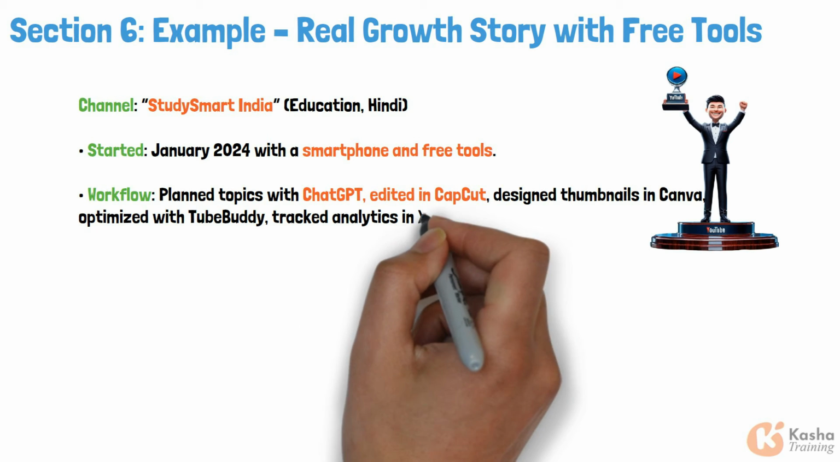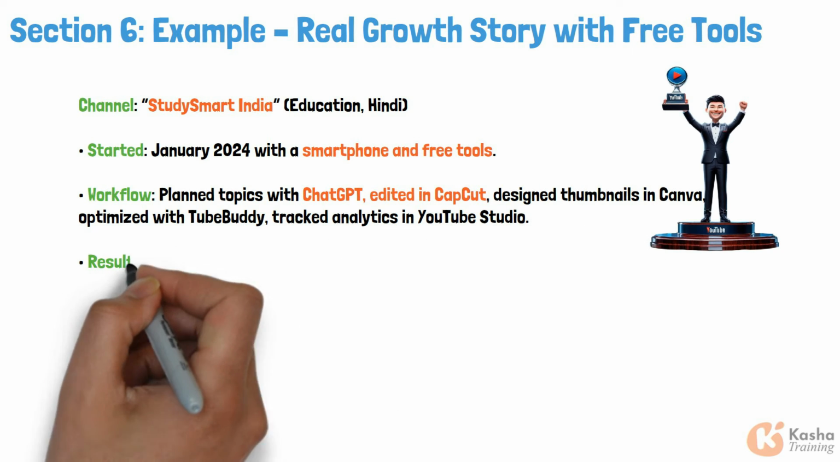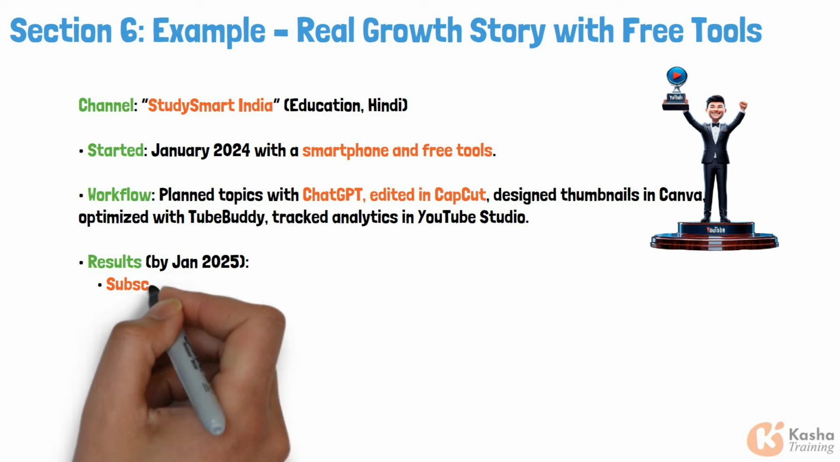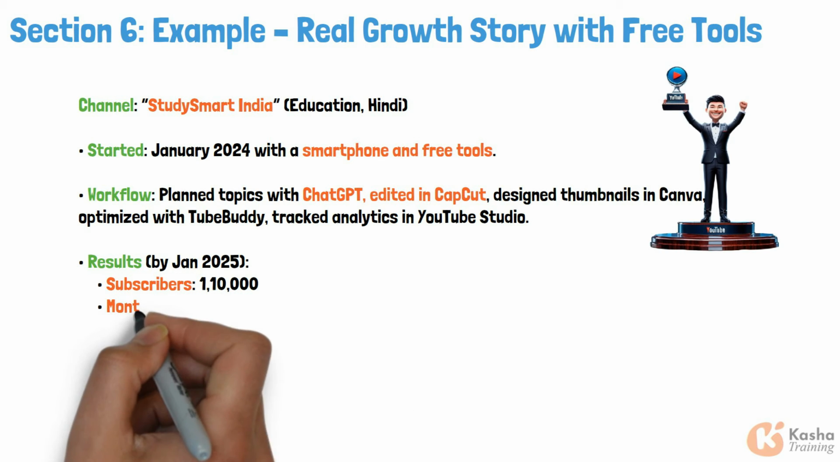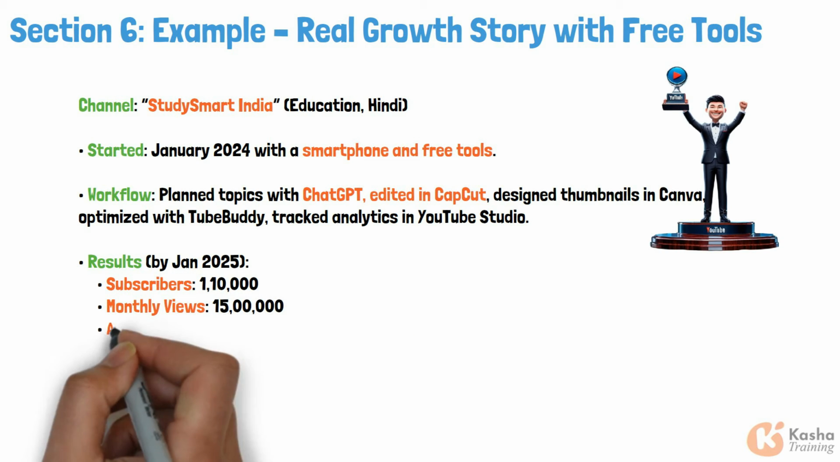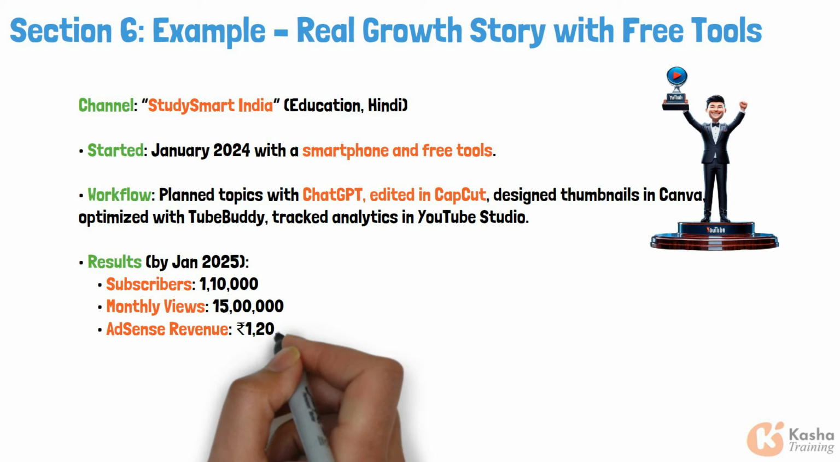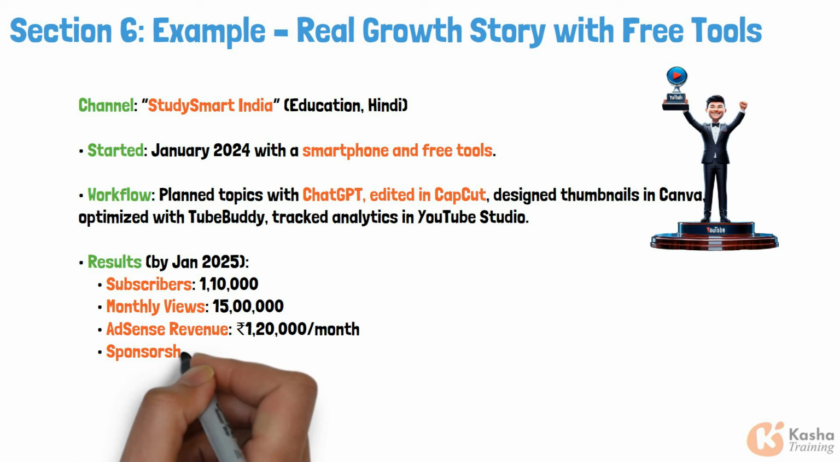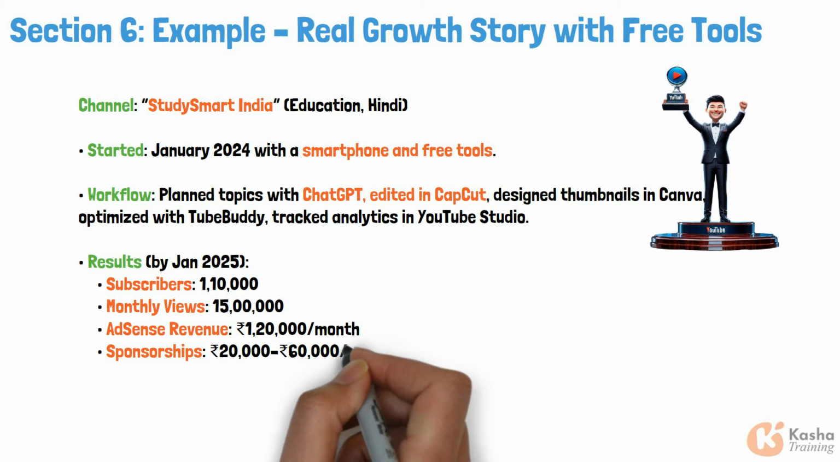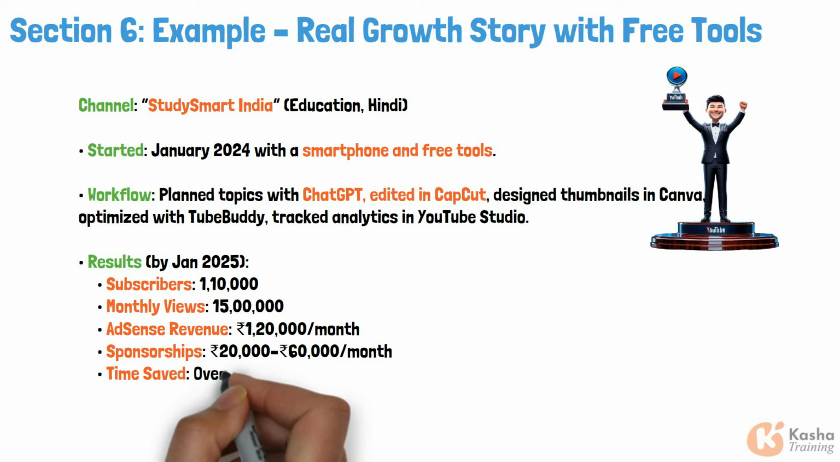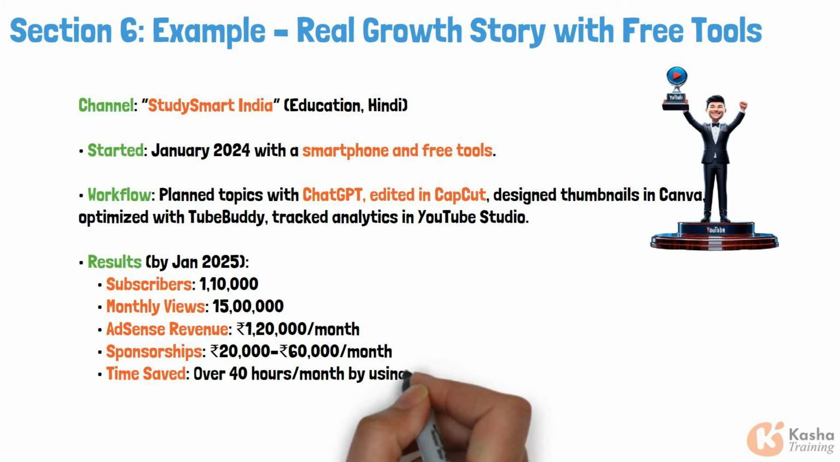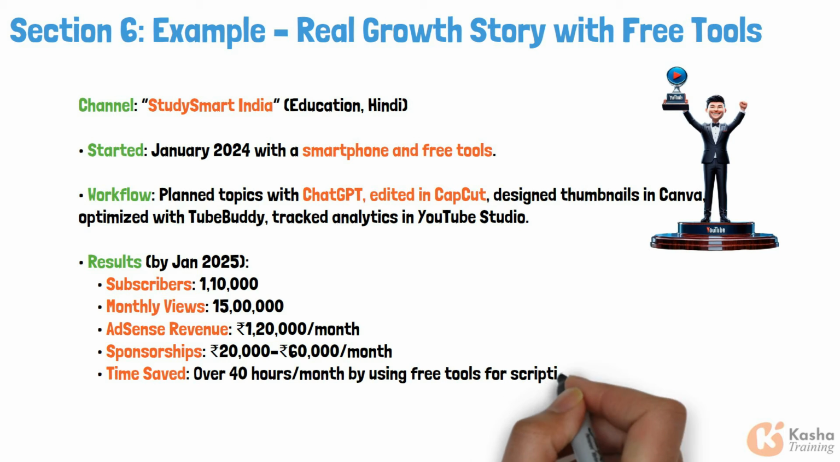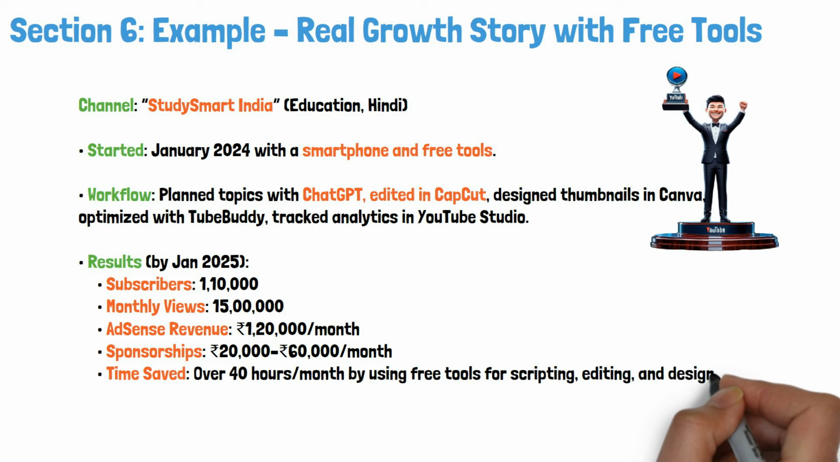Results, by January 2025. Subscribers: 1,10,000. Monthly views: 15 lakhs. AdSense revenue: 1,20,000 rupees per month. Sponsorships: 20,000 rupees to 60,000 rupees per month. Time saved: over 40 hours a month by using free tools for scripting, editing, and design.